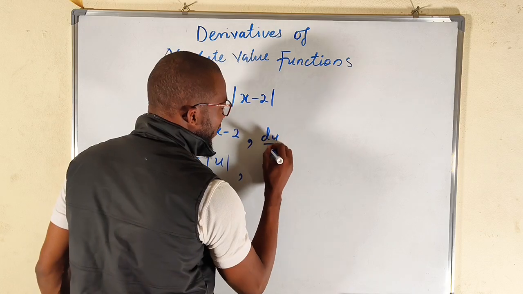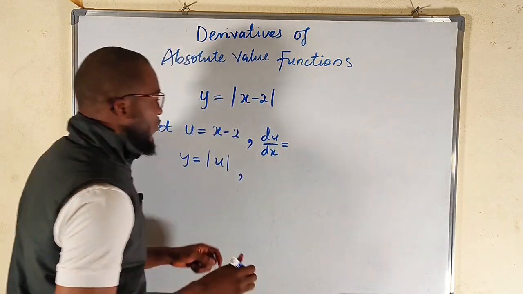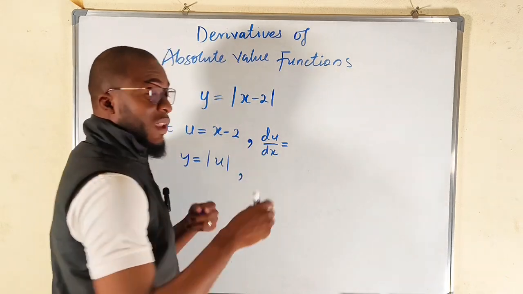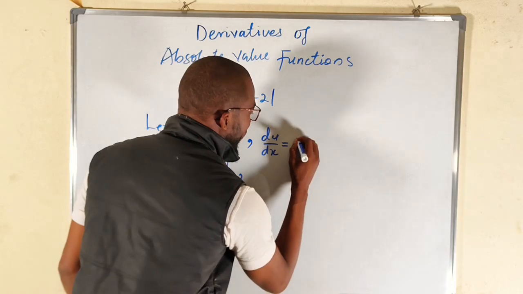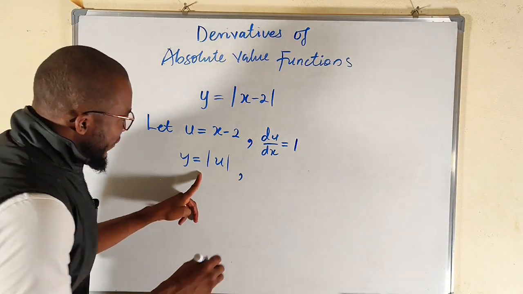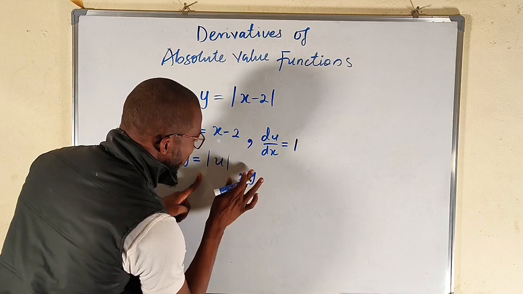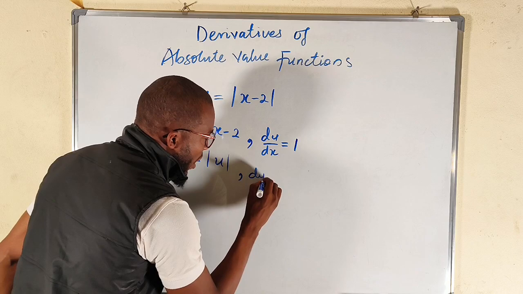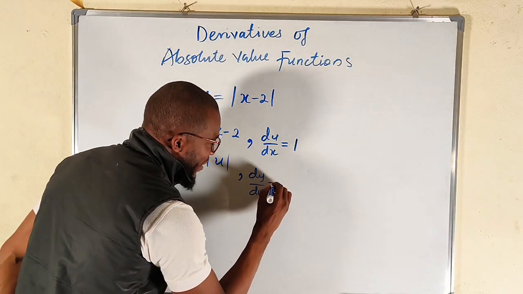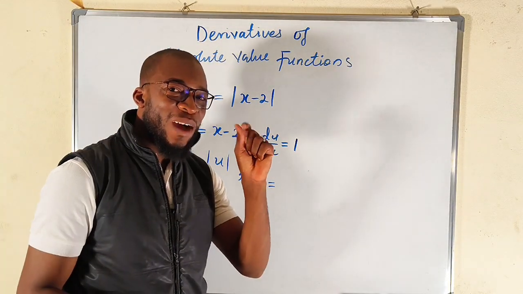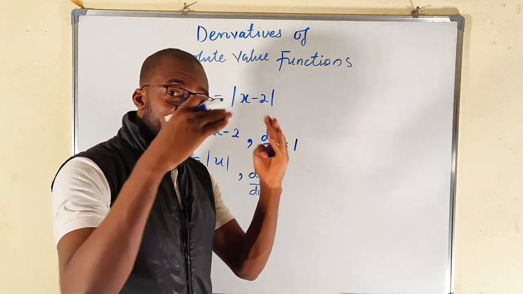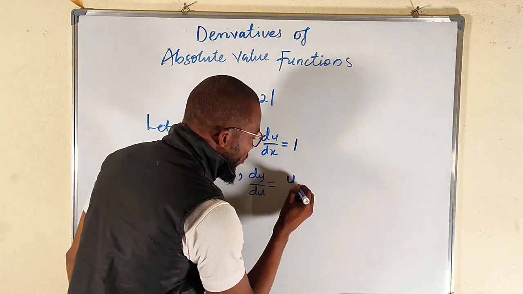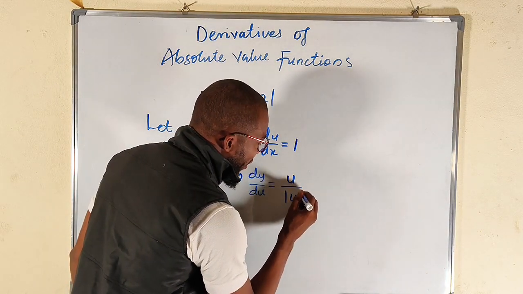Here we have du over dx equal to, the moment you differentiate the right hand side, derivative of x is 1, derivative of negative 2 is 0, so we only have 1. And if you differentiate y, or dy over du, remember, we have differentiated the absolute value of x, where we obtain x divided by the absolute value of x. So it will be the same thing here. It will be u divided by the absolute value of u.